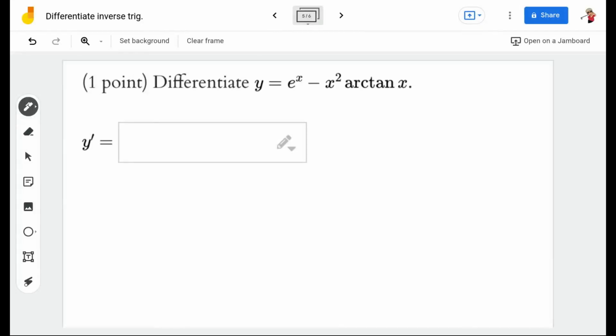All right, so we just want to take the derivative of this. So a couple things we've got to do. y prime: the derivative of e to the x is just e to the x, minus... Okay, now we've got to take the derivative of this thing down here.